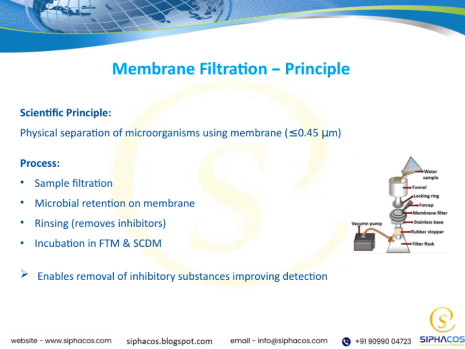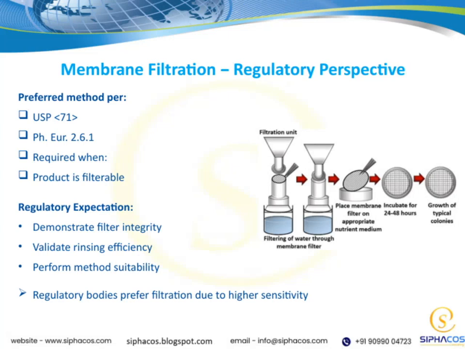Now, let's take a closer look at membrane filtration from a regulatory perspective. The preferred methods for this process are outlined in USP 71 and Ph. Eur. 261, which are the key guidelines we follow. These methods are required when the product is filterable, meaning if your product can pass through a filter, you should be using membrane filtration.